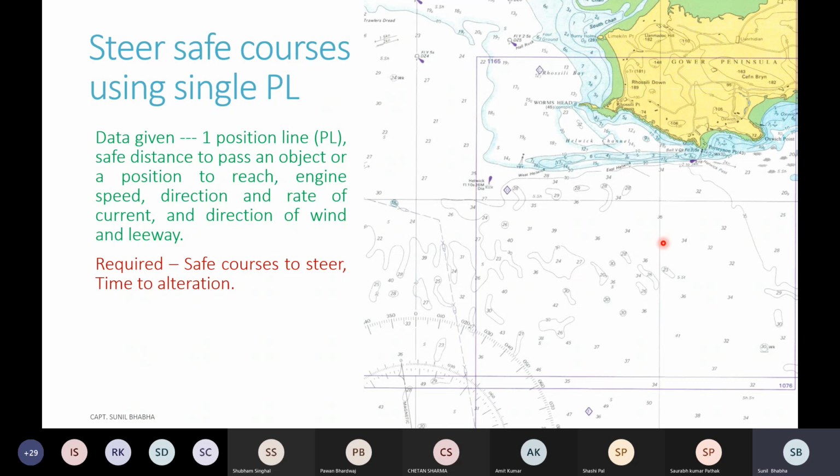What are we required to find out? We are required to find out what safe courses we need to steer to pass the object at the specified safe distance or to reach our destination position.